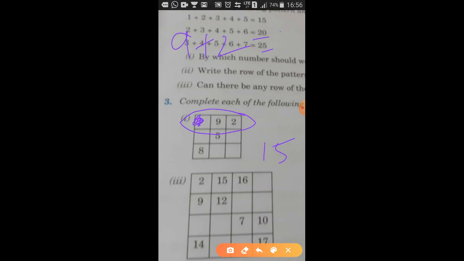9 plus 2 is 11. How much more do you need to make it 15? You need 4 more to make it 15. Yes or no? So what will you write over there? You will write 4 over here.